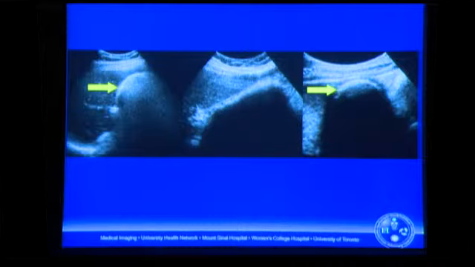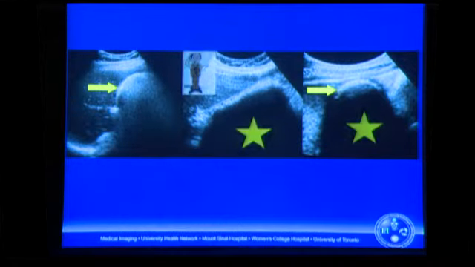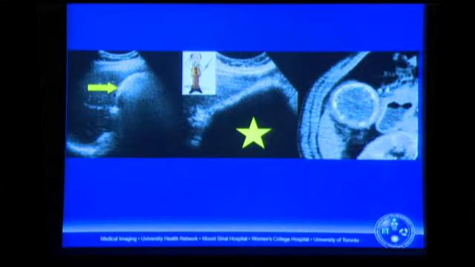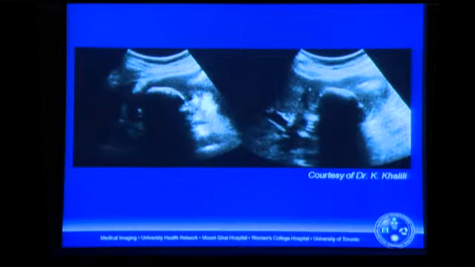But the teaching point is the shadow trumps everything. So this again is a nice clean shadow coming from that gallbladder wall, so it's going to be a calcified wall or a porcelain gallbladder rather than emphysematous cholecystitis.